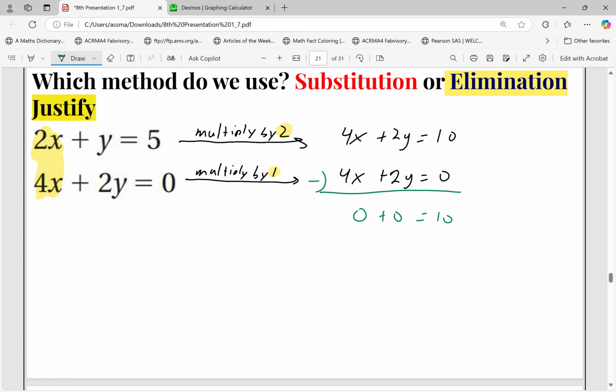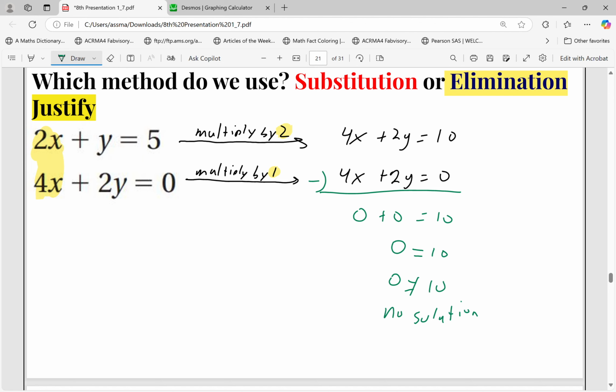Notice that we once again have all the variables, all the letters eliminated. So what we'll have is either no solution or infinite solutions. So we go ahead and work this out. 0 plus 0 is 0 and equals 10. Then we have to ask ourselves, is this true or not? Does 0 equal 10? The answer is no. 0 does not equal 10. So we have another no solution.